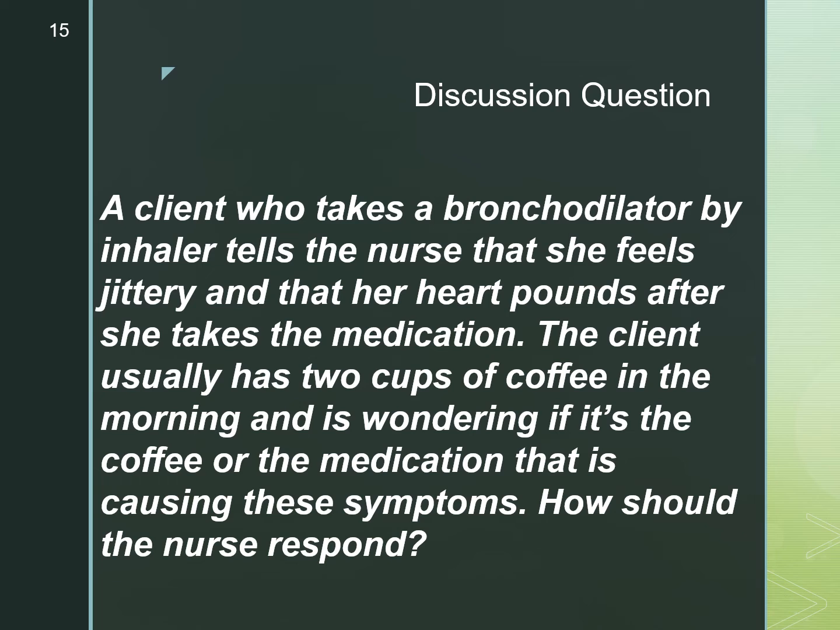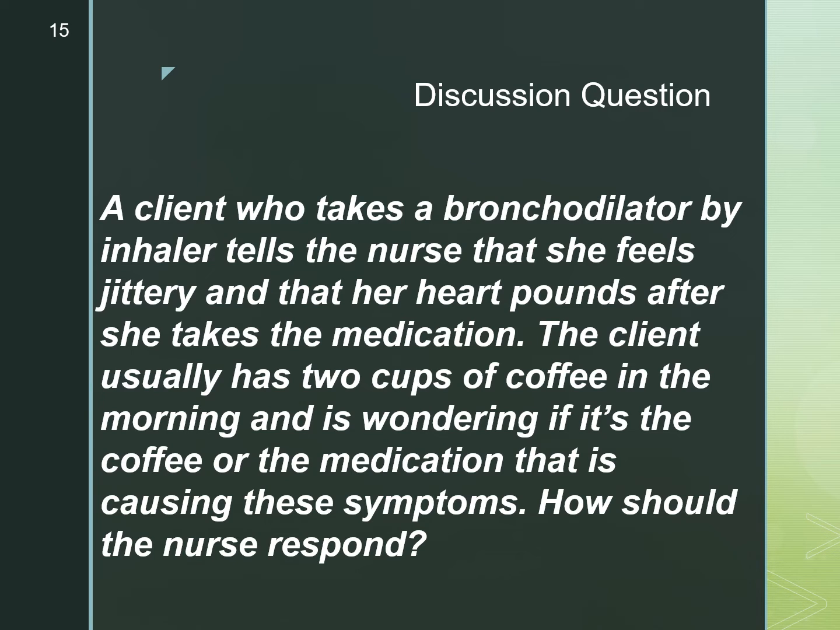There we go. Okay, so we have a client that takes a bronchodilator by inhaler and tells the nurse that she feels jittery and that her heart pounds after she takes the medication. The client usually has 2 cups of coffee in the morning and is wondering if it's the coffee or the medication that is causing these symptoms. How should this nurse respond?